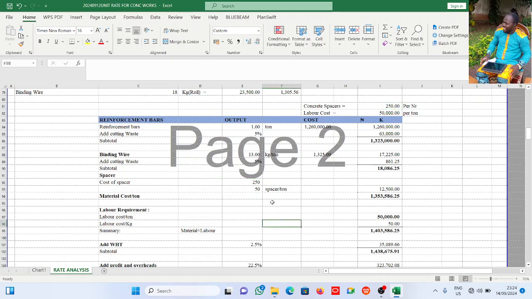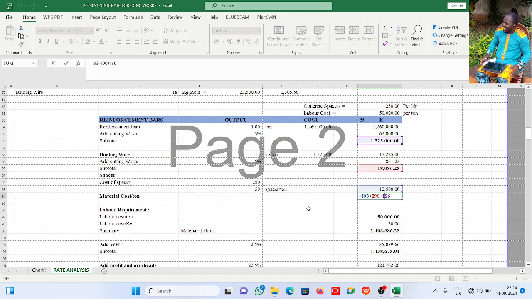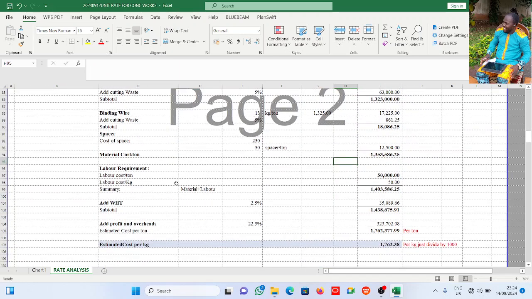All right, we'll be needing 50 per ton. So 50 times 250 gives me 12,500. So the cost of material per ton is this: the cost of the reinforcement, the cost of the binding wire, and the cost of the spacer. So the labor requirement per ton for reinforcement is 50,000 naira, which is 50 naira per kg.